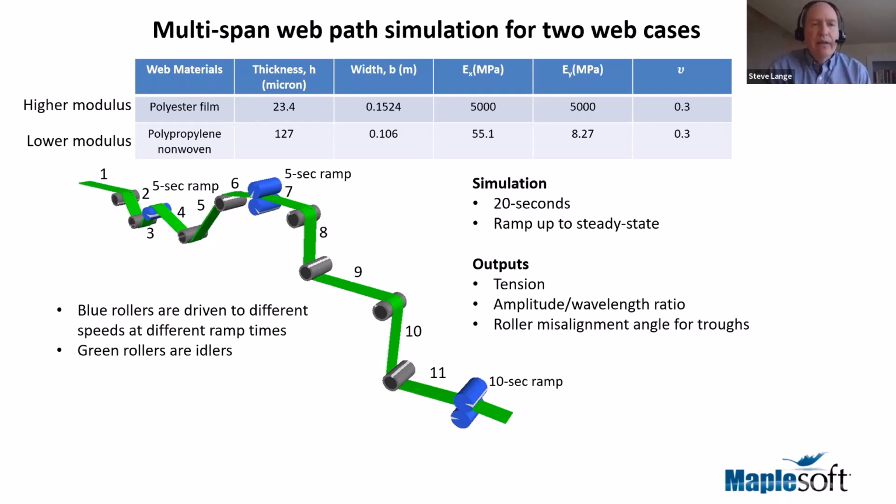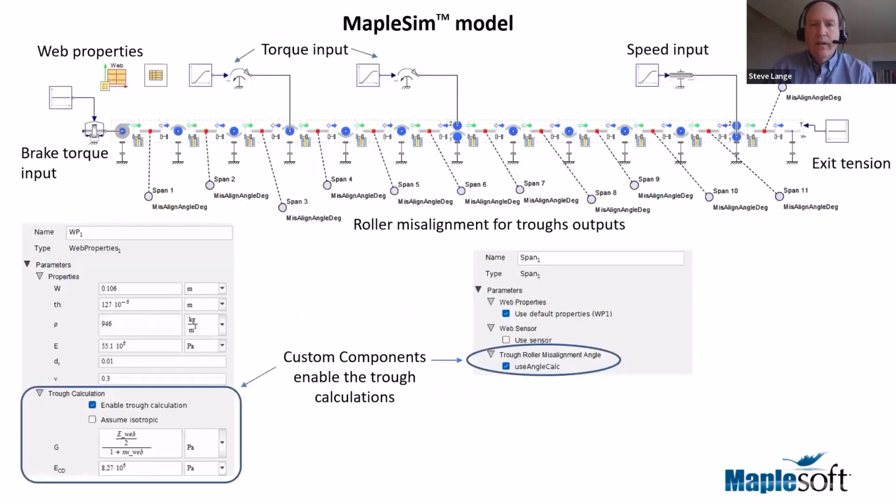And then we have a very different web, a polypropylene nonwoven with much different properties in terms of stiffness, much lower modulus than the polyester film. So let's take a look at the outputs of this simulation for these 2 different webs. But first, again, showing how this is represented in the library.